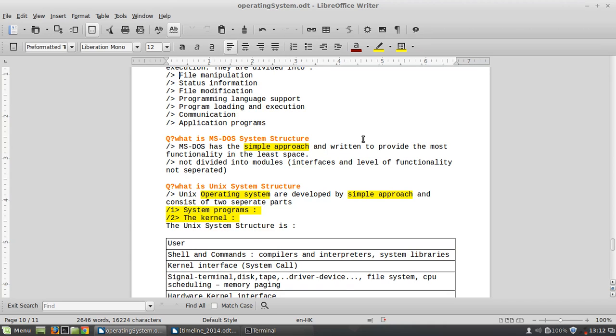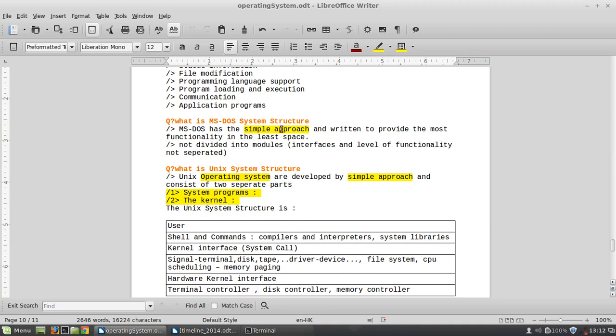Now I will give you the idea about the simplest operating system model, which is based on the principle of a simple approach, and this one is called the MS-DOS system structure. The approach is very simple and was written to provide the most functionality in the least space. So the idea is very little space but high functionality. This kind of programming principle was used in the MS-DOS system, which was the earliest version of an operating system.